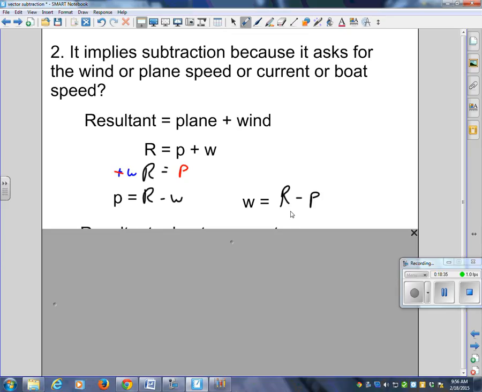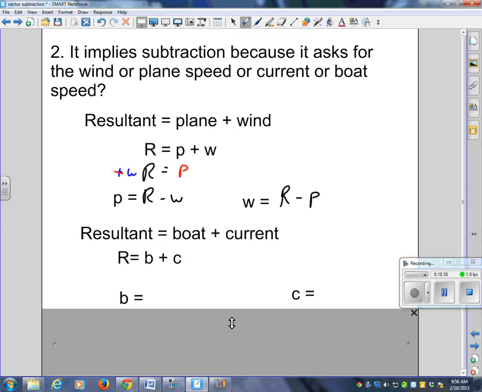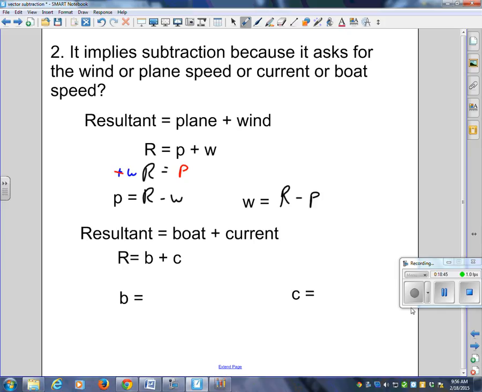Is it the same if it's a boat? Yep. Because really, the resultant of a boat is boat plus current. So here the boat is going to be resultant minus current, and here current is going to be resultant minus boat. Those are the hard ones. People say, I don't get it. So make a note of that. If you're being asked the plane or the wind or the boat or the current, it's likely subtraction.